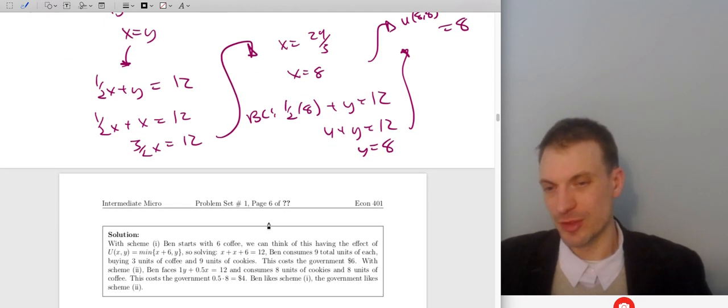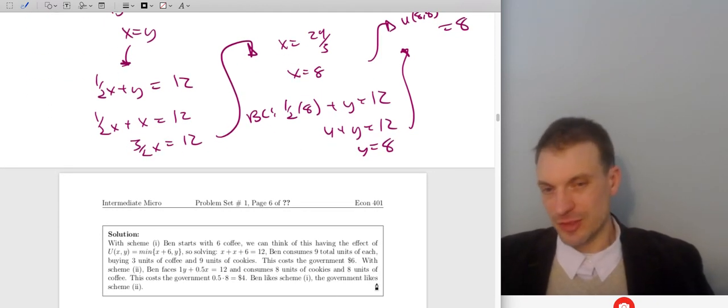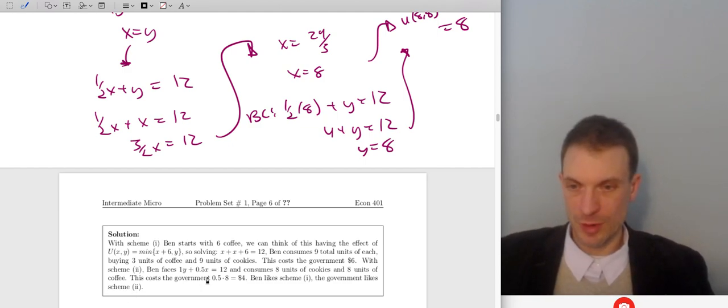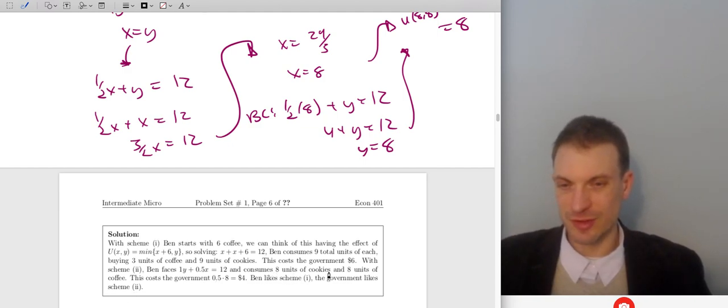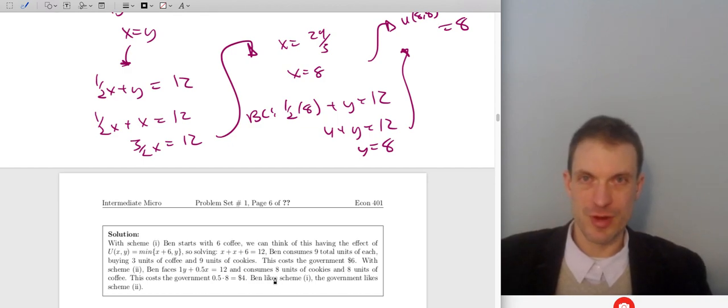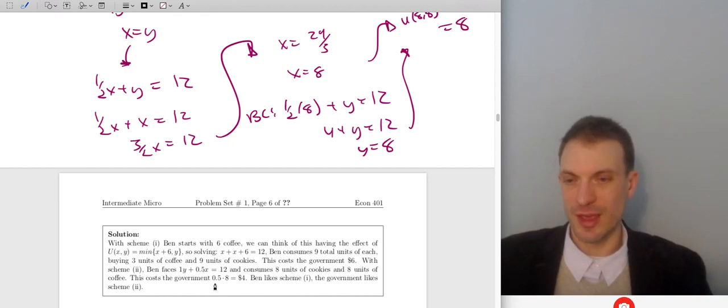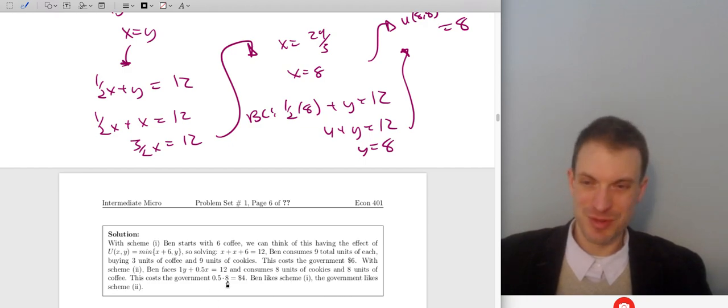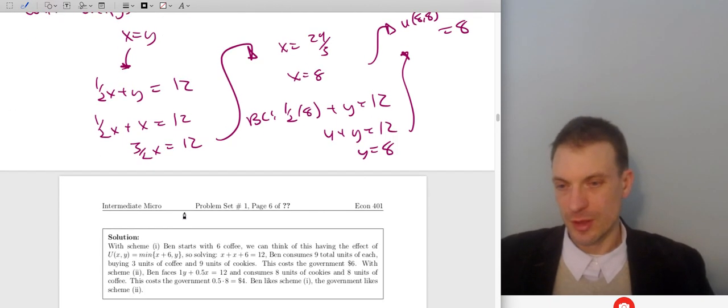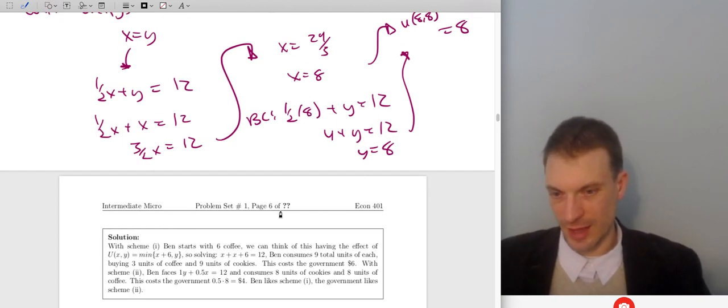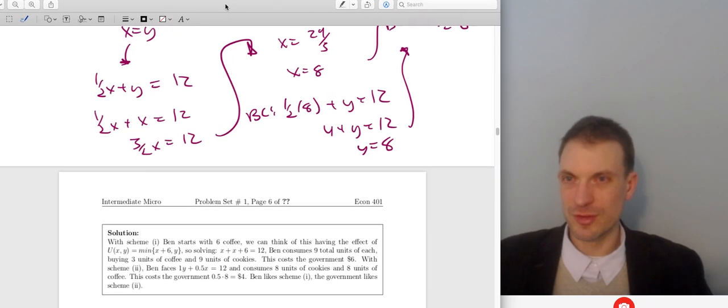So I put this down here. I like this scheme. The government likes scheme 2. Why? Well, in the first case, they gave me 6 coffee for free. That cost them $6. In the second case, they're going to subsidize. They're going to pay half of the price of what I'm spending on coffee. So they're going to pay 1/2 times 8, which is 4. I like scheme 1 where they give me 6 coffee. They like scheme 2 because it's cheaper. All right, and my utility, okay. So that is that.